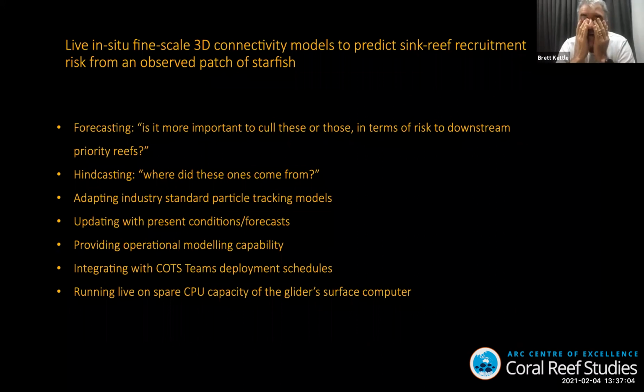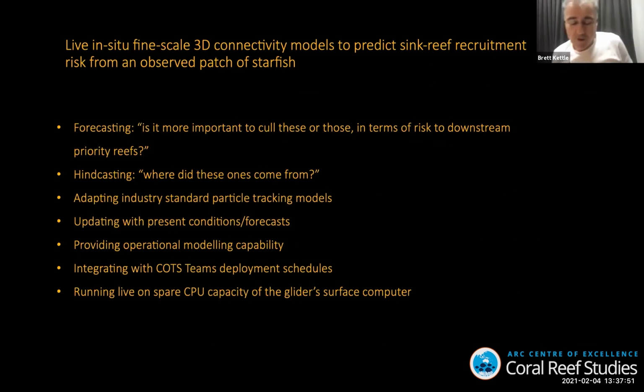And there's another area which is, I don't want to describe it as blue sky, because in fact there's a lot about this which is very old, it just hasn't been applied yet. But imagine a system where we were able to look at risk to downstream reefs from the breeding potential of the starfish which we're observing at this point in time. So live 3D modeling being conducted from the glider while it's making identifications of starfish and attaching risk to starfish on an individual or cluster basis.